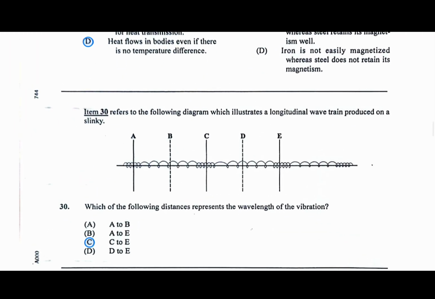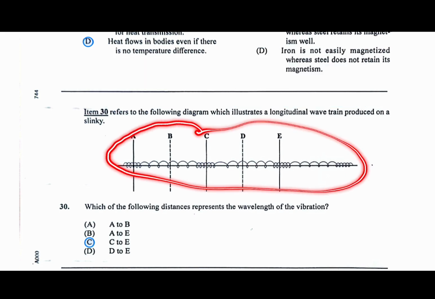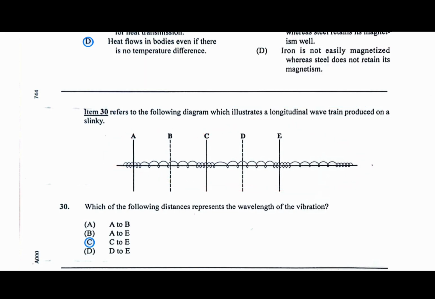Question 30. Which of the following distances represents the wavelength of the vibration? So in this question, we have a longitudinal waveform. And in a longitudinal waveform, we have rarefactions and compressions. So what is a rarefaction? A rarefaction is when the slinky is going to expand out, and a compression is when the slinky compresses inwards.